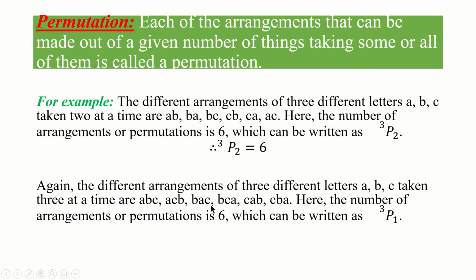Total number of arrangements or permutations is 6, which can be written as 3P3. That means number of things 3, taken all. All here will be 3, not 1. Okay, therefore 3P3, not 1, equal to 6.